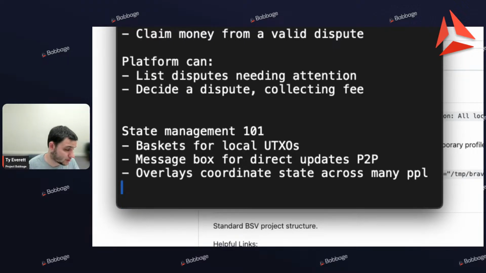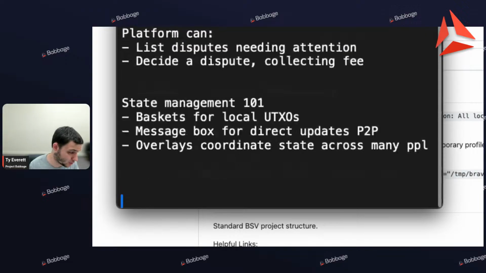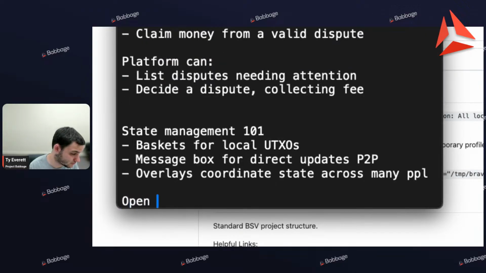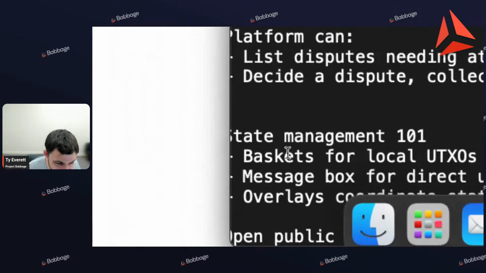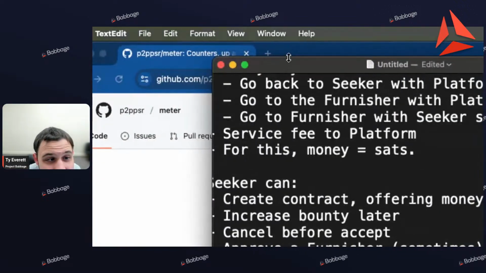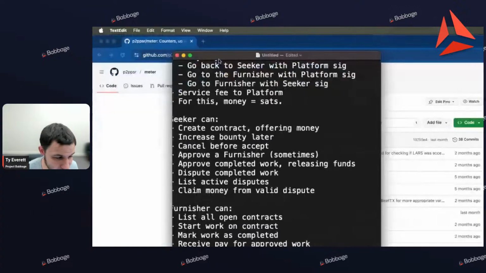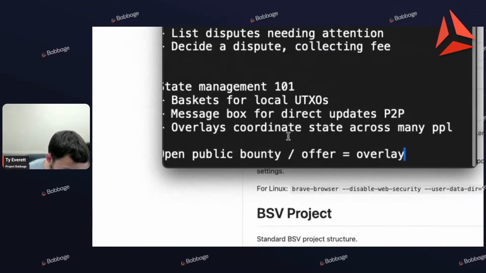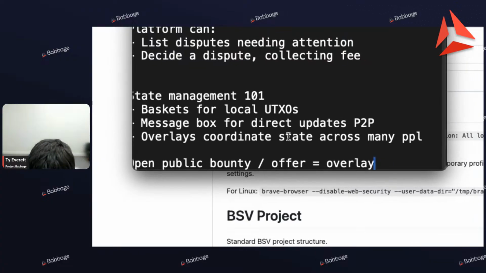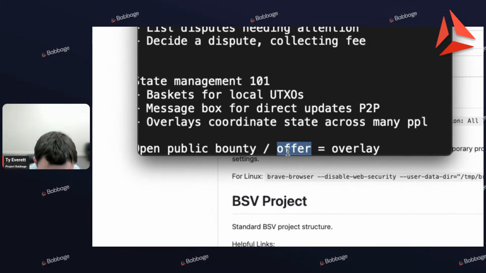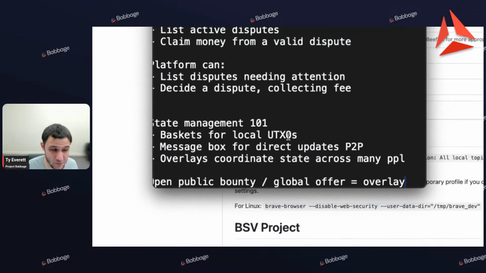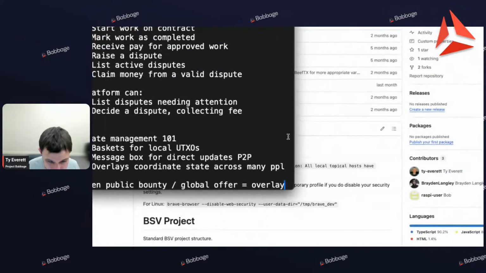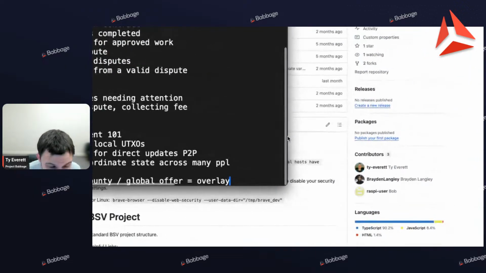Overlays are also useful for open predicates. So because we're having an open contract, so an open public, whoops, did I just mess up my window? Here we go. Right. So an open public bounty or global offer is always going to be on an overlay because everybody can see it and everybody can find it and they can leverage it. So yeah, that's how we're going to get started.